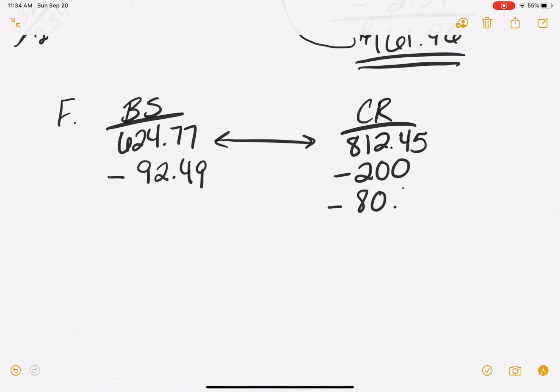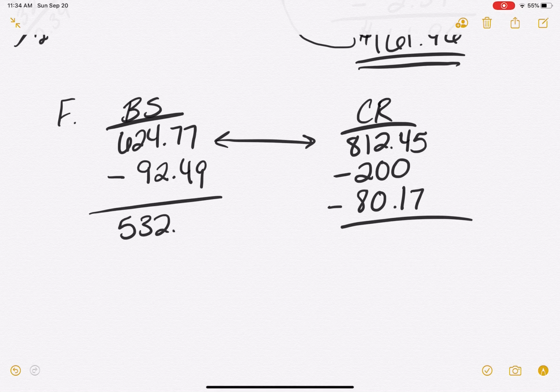Sometimes it takes some playing around. I'm like 92% sure that I'm doing this one correct. So let's check it out. I might have made a mistake. Let's see. 624.77 minus 92.49. This side we have 532.28.